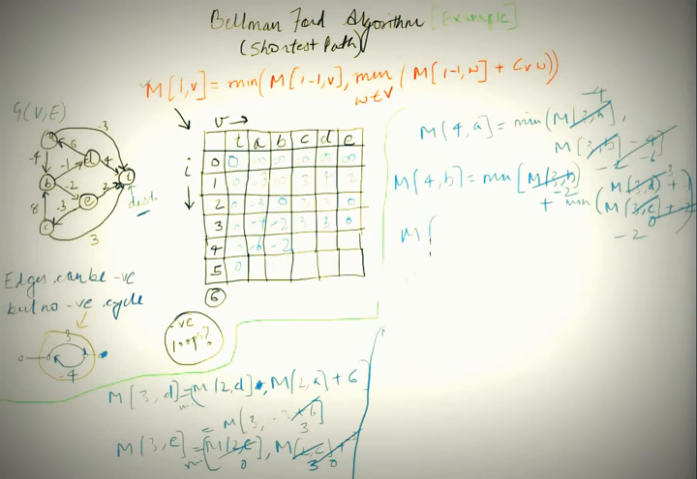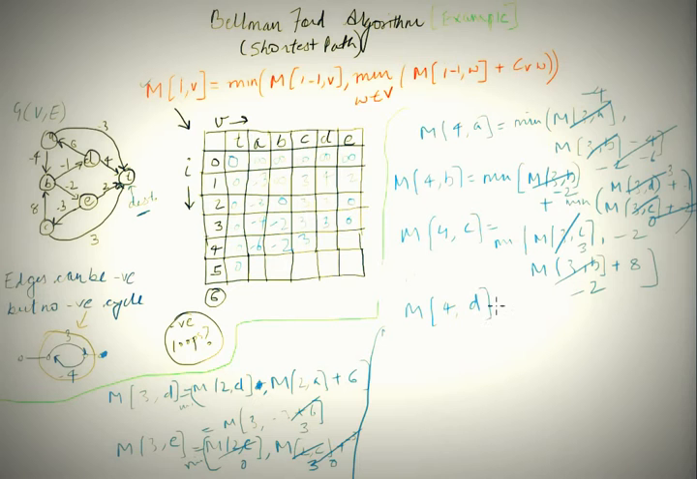Now M4,C is equal to the minimum of M3,C, or C is connected to B, M3,B plus the distance BC, which is 8. M3C is 3, and M3B is minus 2 plus 8, 6, and this is 3, so 3 is the minimum.